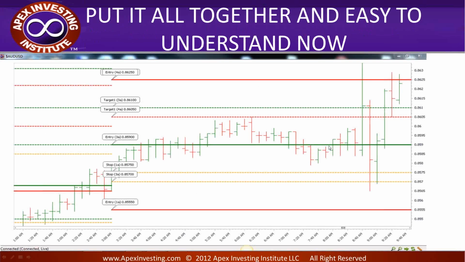Obviously this is NFP day, so we did warn people. We have a trading room that comes with this, by the way. We call it the Elite Trade Room. There are multiple systems and strategies going on inside of it, and basically we told people, hey, watch out, NFP's coming out, watch out, FOMC's coming out.